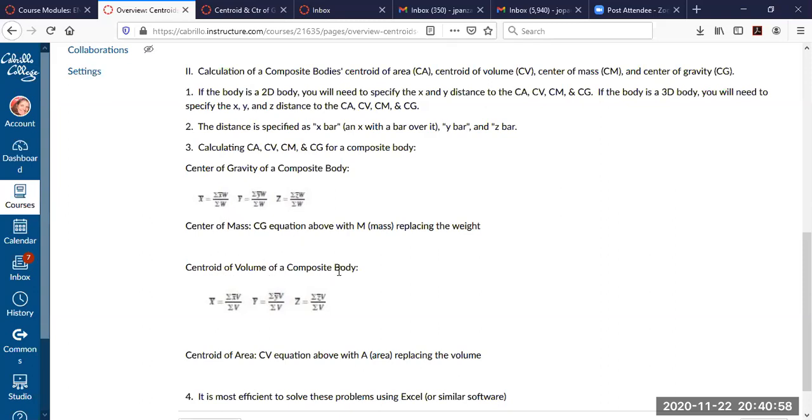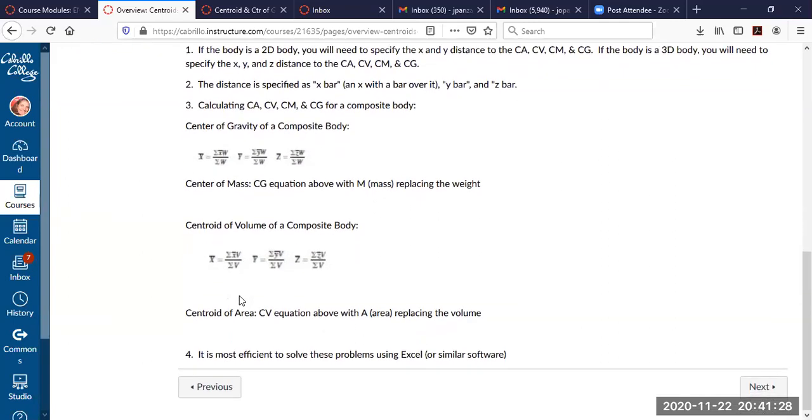For centroid of volume of a composite body, you see the equation is exactly the same, but instead of looking at weight, I'm looking at volume. And as you could assume, centroid of area is the same equation, but with area. So what we're doing for each one of these is summing up the centroid, center of mass, or center of gravity times the critical component for all the bodies or parts in the design, and then you divide it by the total of whatever the critical component happens to be.